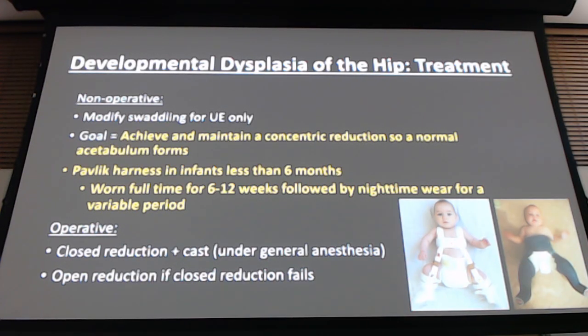How long do they wear it? Full time for 6 to 12 weeks, and then followed by nighttime wear for an undetermined amount of time. Kind of like provider specific. Different pediatricians have different guidelines they cover. I won't get into that, okay? Just understand the Pavlik harness, you want to get them into it less than 6 months, and that they're going to wear it full time initially for at least 6 to 12 weeks. Good to go?